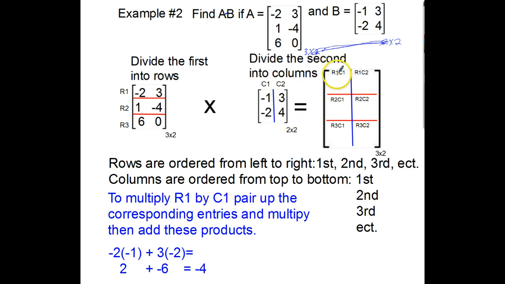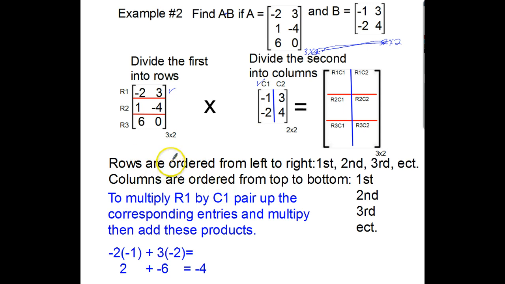Now this will always be the case with matrix multiplication. The key to determining the numbers that go in this answer is the position each one has in the answer. We're starting with this upper left-hand corner. This is row 1, column 1 of our answer. We've already broken one matrix into rows and the other into columns. So we're going to take row 1 and column 1, and we're going to multiply them.